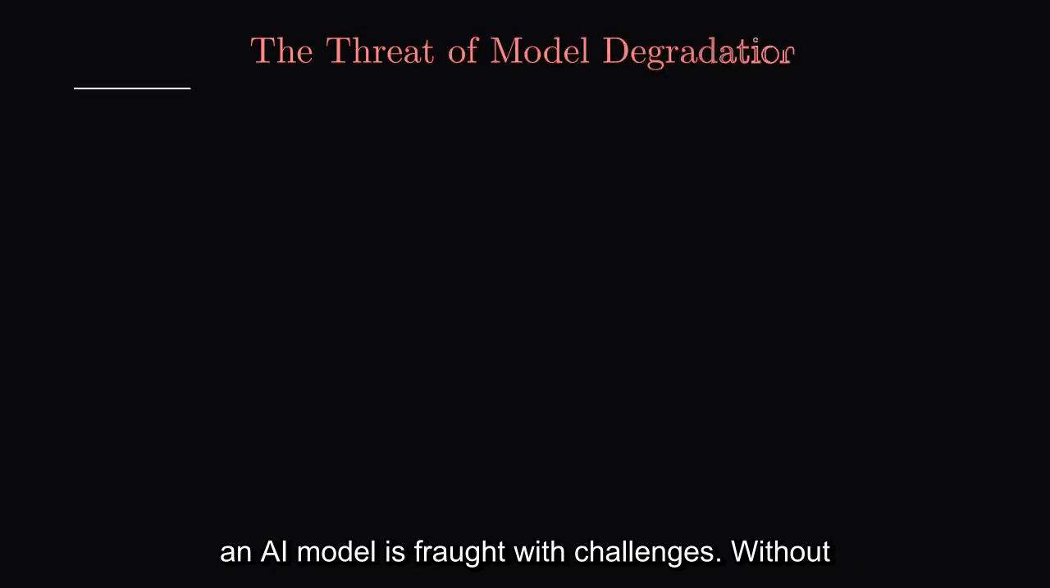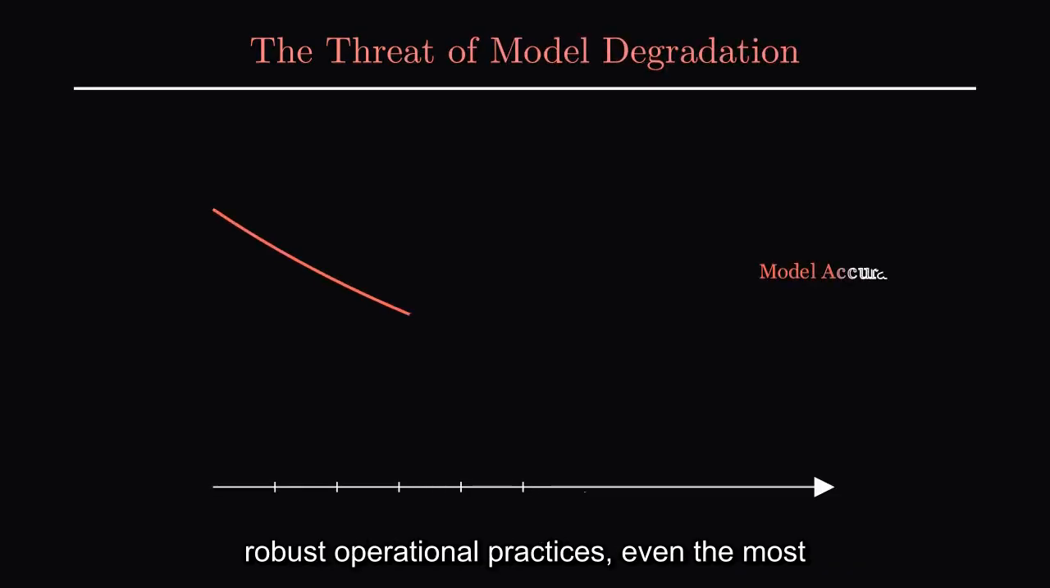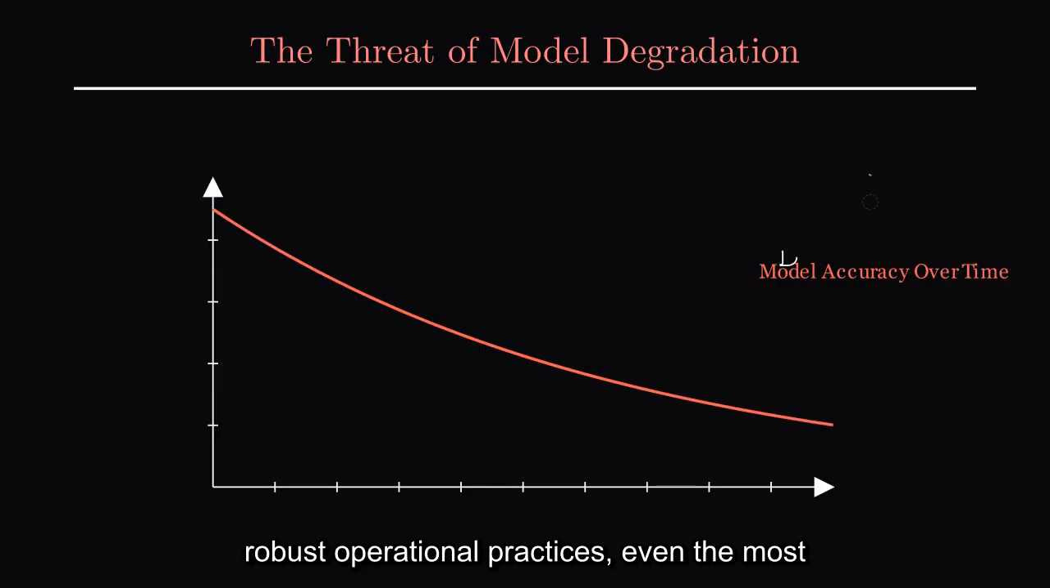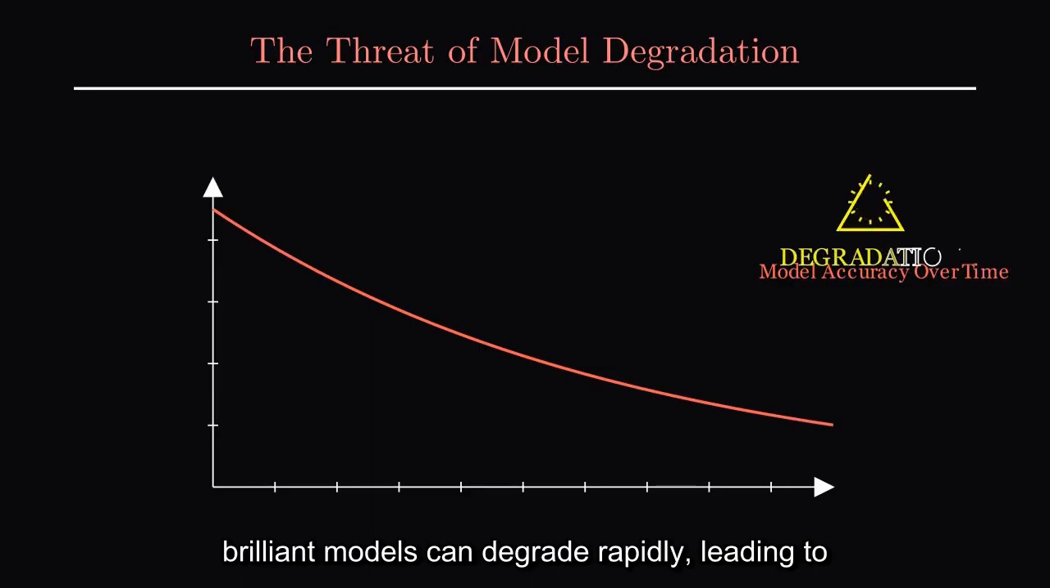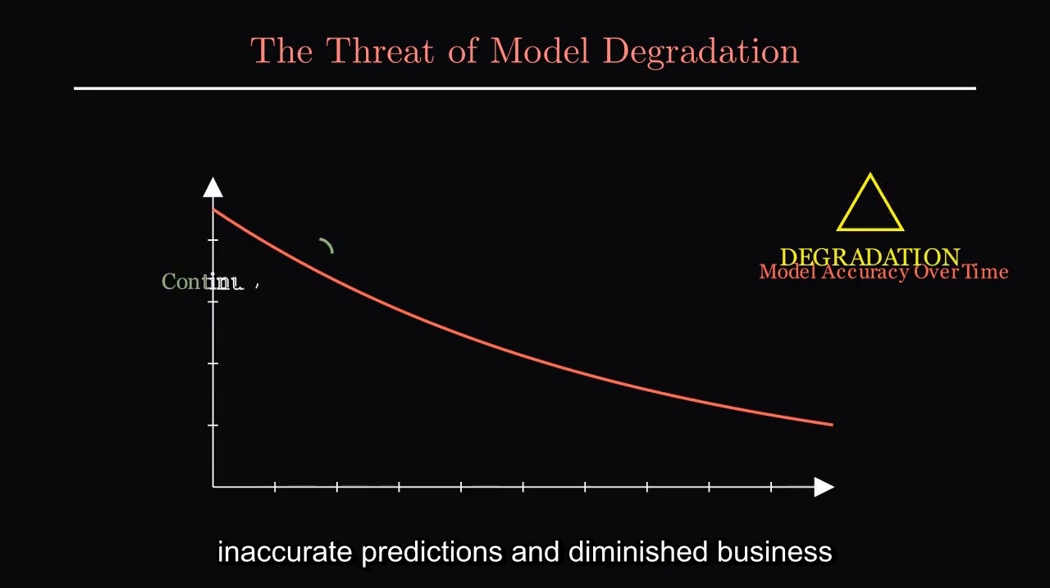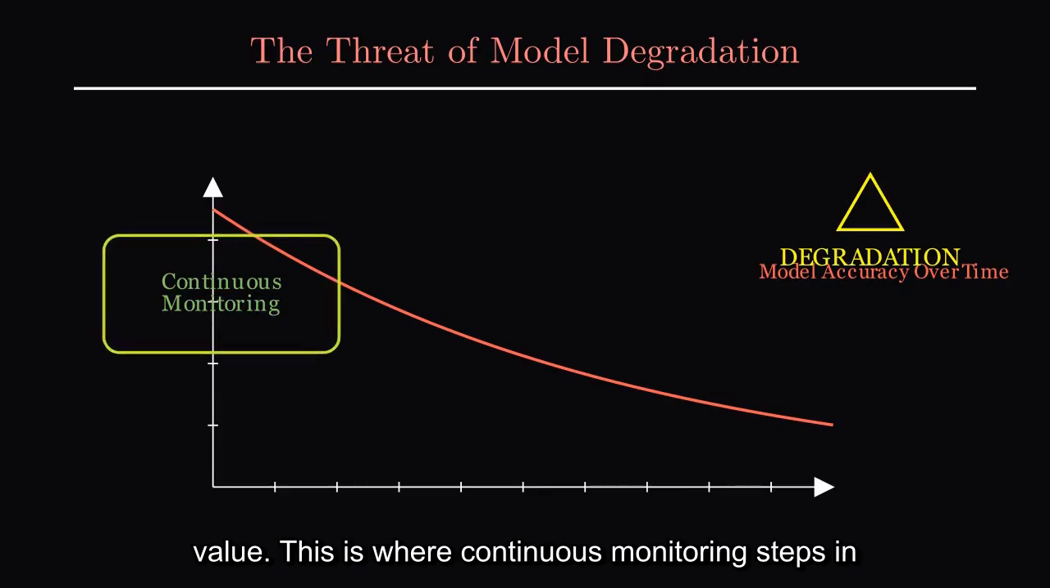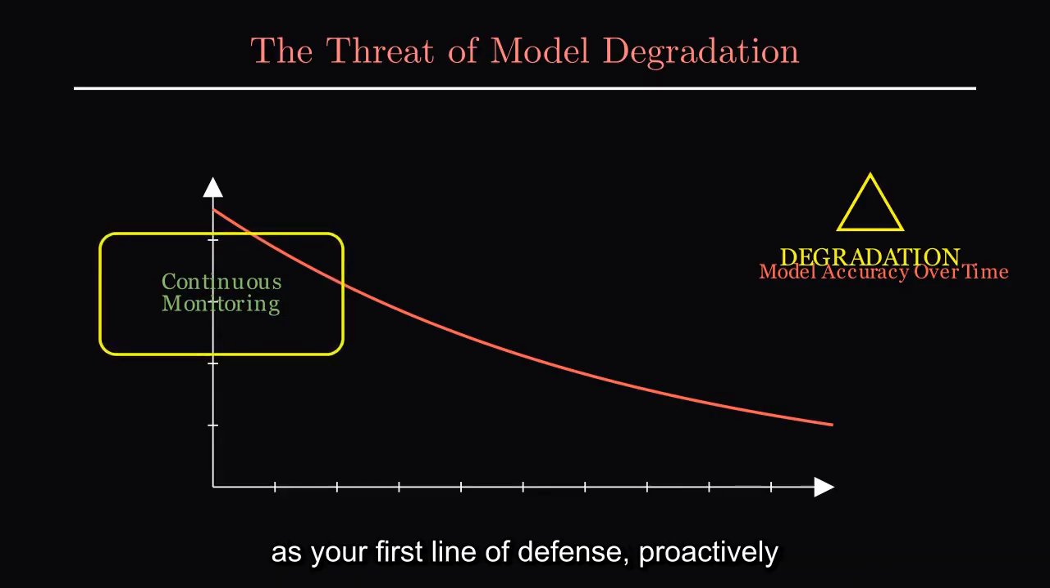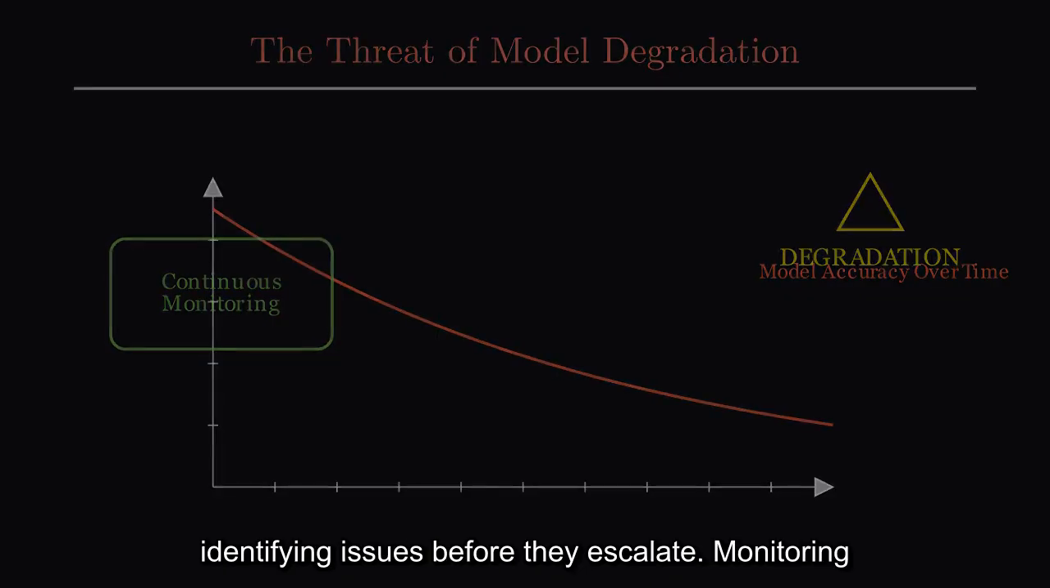The post-deployment phase of an AI model is fraught with challenges. Without robust operational practices, even the most brilliant models can degrade rapidly, leading to inaccurate predictions and diminished business value. This is where continuous monitoring steps in as your first line of defense, proactively identifying issues before they escalate.